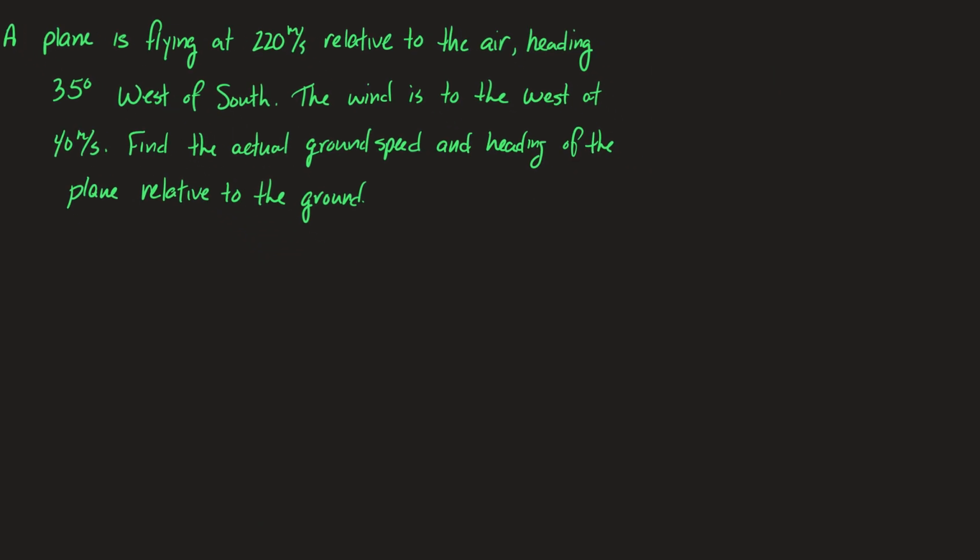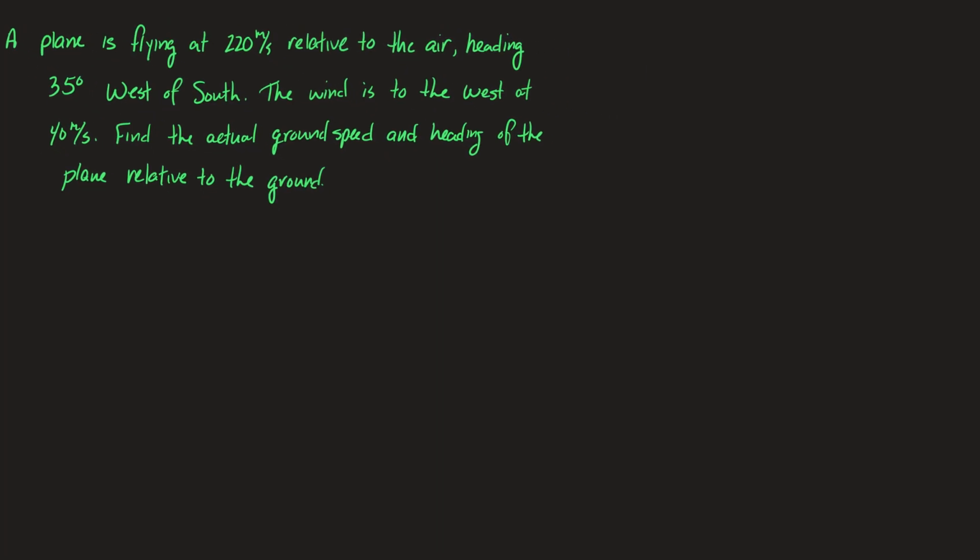As I look around the room, I'm going to set up a quick chart. 220 meters per second at an angle of 35 degrees west of south. And I want to break that up into x and y. And then I have 40 meters per second to the west. So I'm going to do the wind real quick because it's just along the x-axis. So it is negative 40 plus 0. All right, it is in the negative direction.